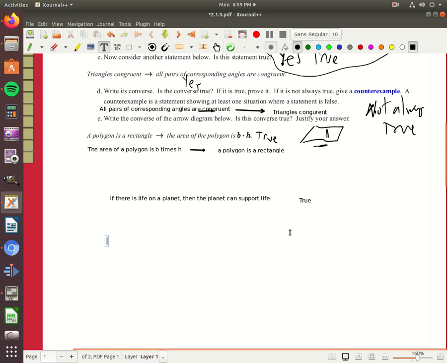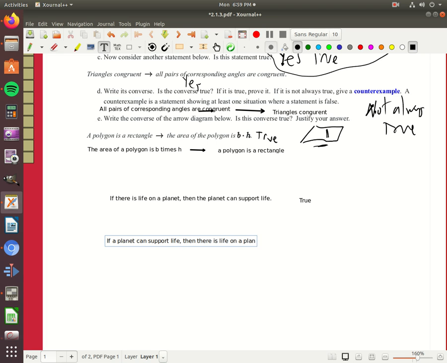But let's write the converse. If a planet can support life, then there is life on a planet. Well, think about the Earth. What if nothing was alive on the Earth? Can you imagine that? I can, right? You got the ocean, you got rocks, but nothing alive. But it's the same Earth, just nothing is alive on it, but it could support life. It just doesn't because there's no life on it. So the converse is actually false here, which is kind of interesting.